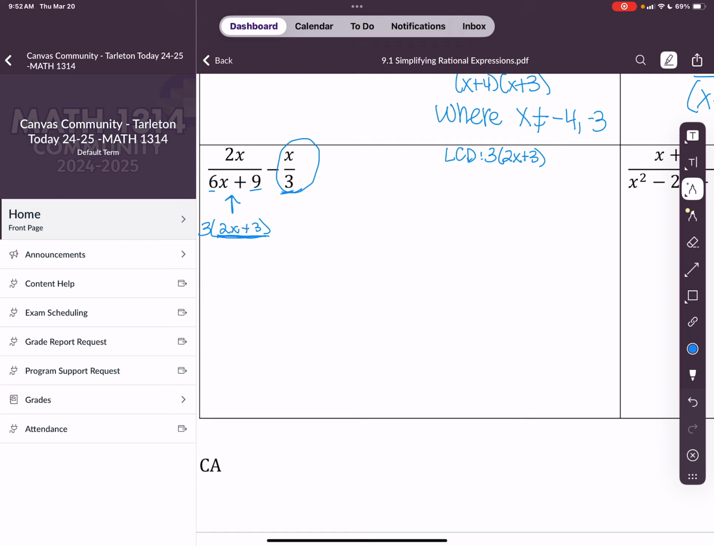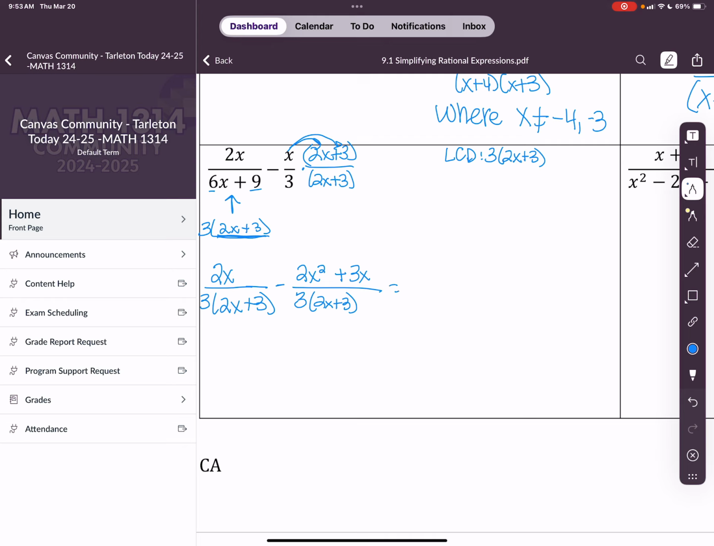So bringing the first fraction down, I have 2x over, remember I have factored that to be 3 times 2x plus 3. So I already have the common denominator that I need for the first fraction. And so then minus, I'm going to go ahead and multiply this by 2x plus 3 on the top and the bottom. All right, so x times 2x gives me the 2x squared, and x times 3 gives me 3x over, and then we would just leave it as 3 times 2x plus 3.